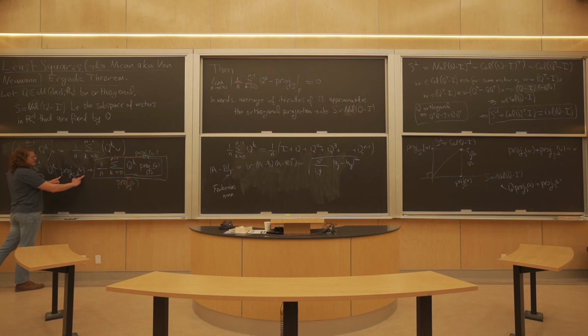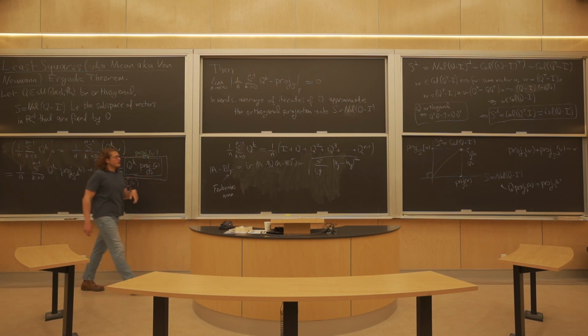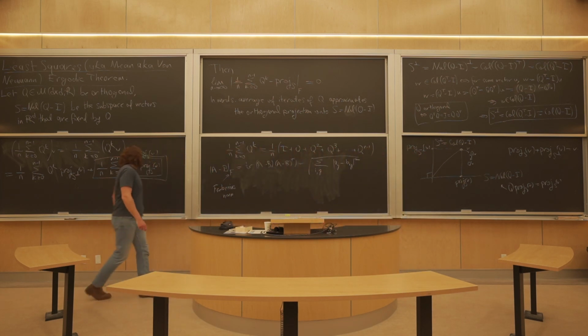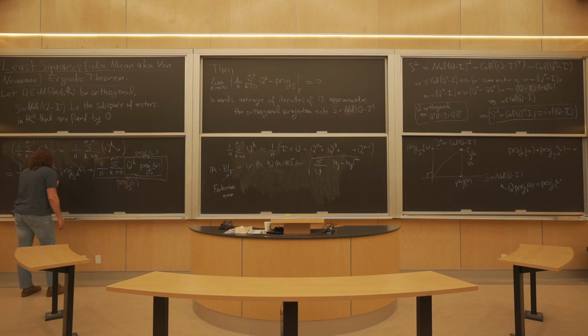On the other hand, proj sub S perp of V is a vector in S perp, which we just realized is nothing but the column space of Q minus I. That means that there is some vector, let's call it U, such that this is equal to Q minus I times U, for some vector U.